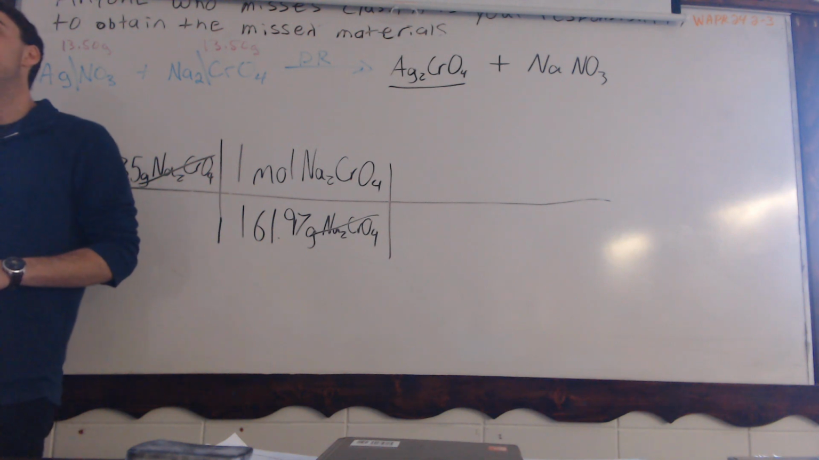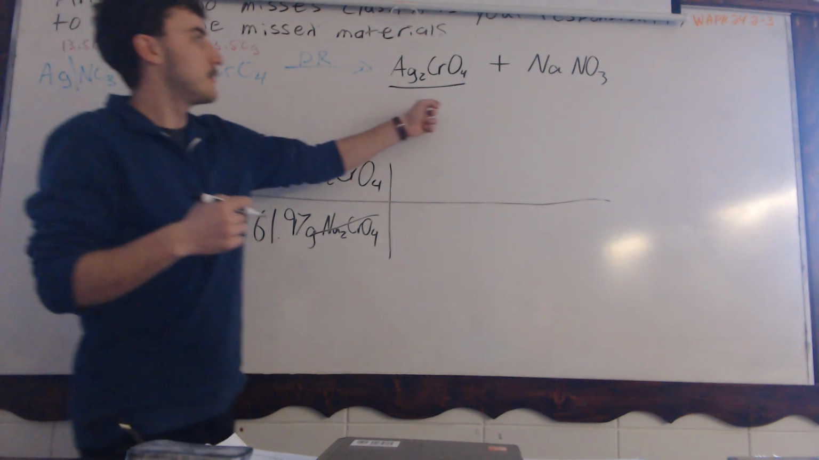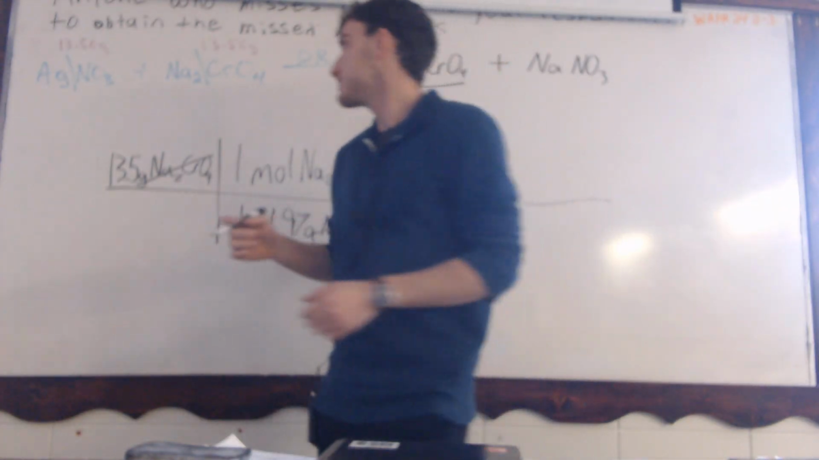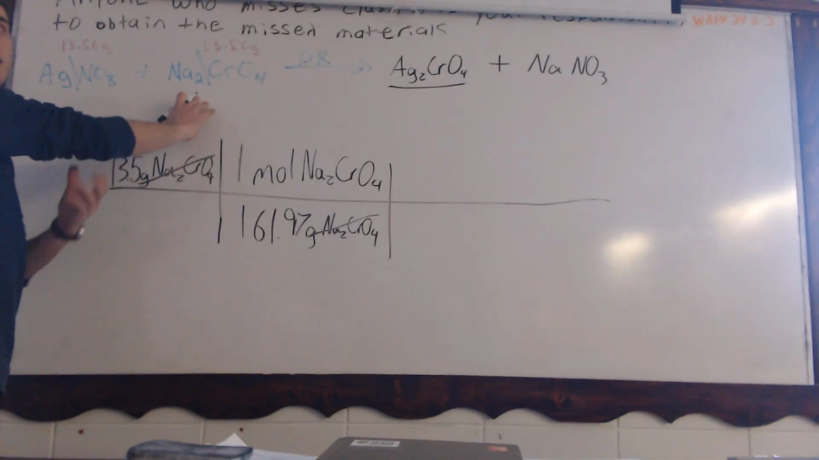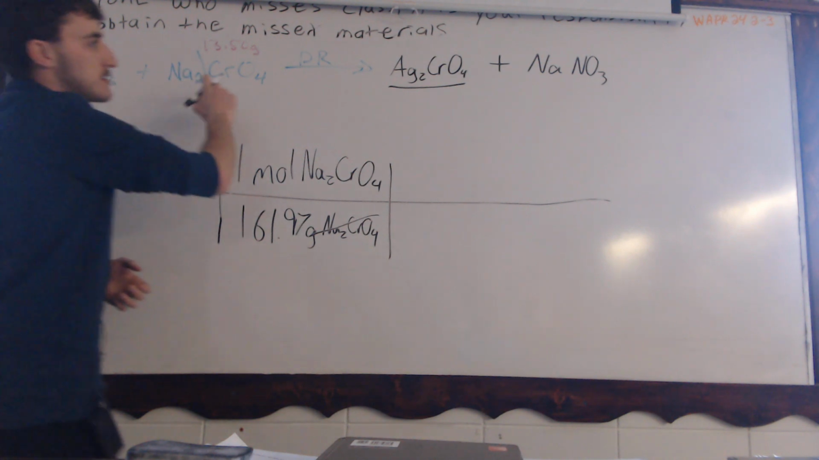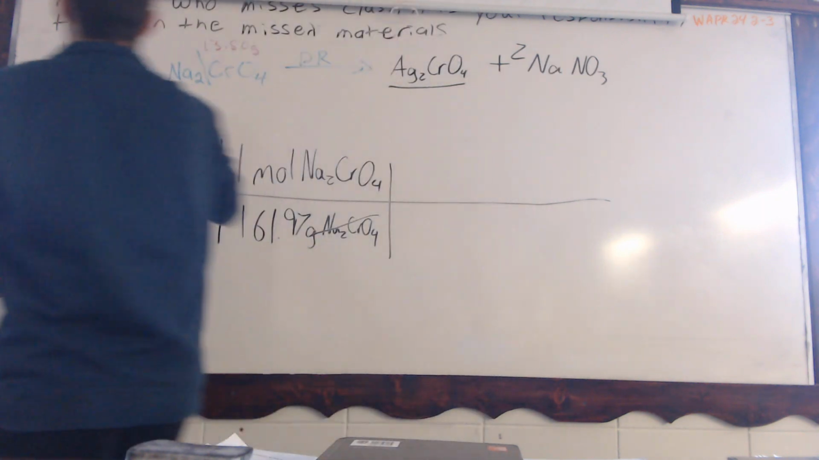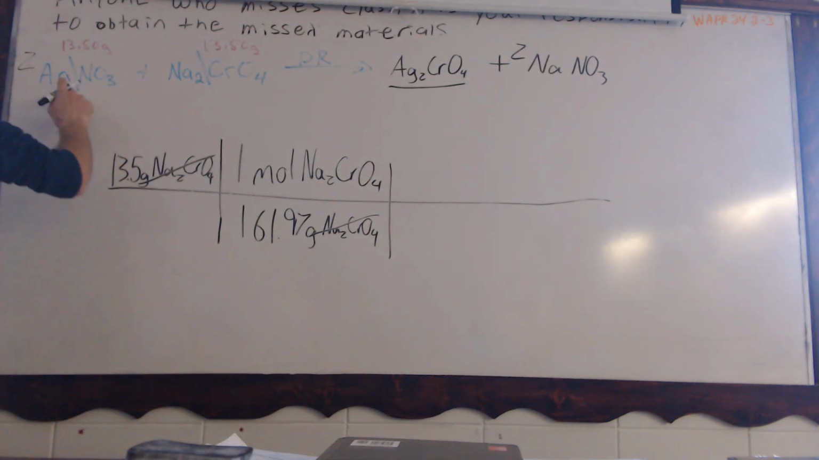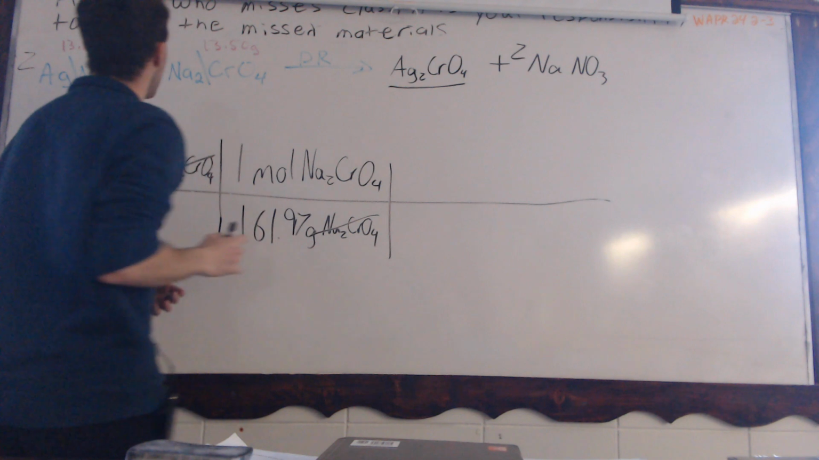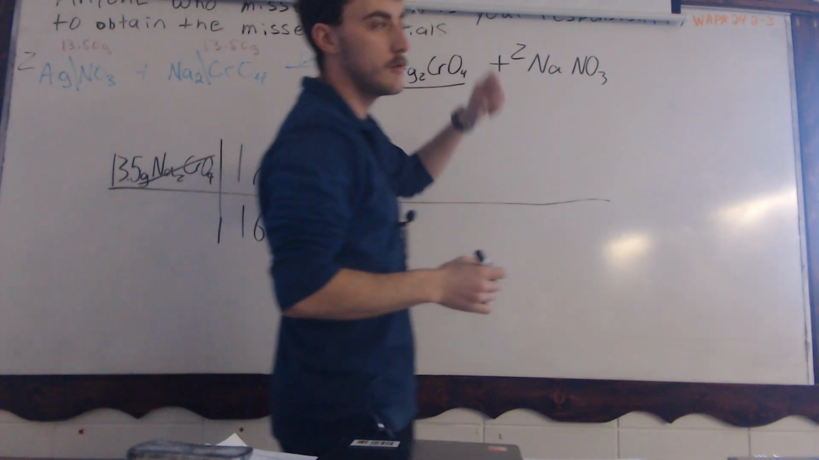And I forgot a step. I forgot one step before we started. We have to balance this. I'm not going to write it out, I'll do it for you. You guys know how to balance already. We have 2 sodium, so we have to have 2 sodium. Now we have 2 NO3, so we have to have 2 NO3. Now we have 2 Ag. Oh, we're good. Okay, so it's 1, 2, 1, 1, 2.